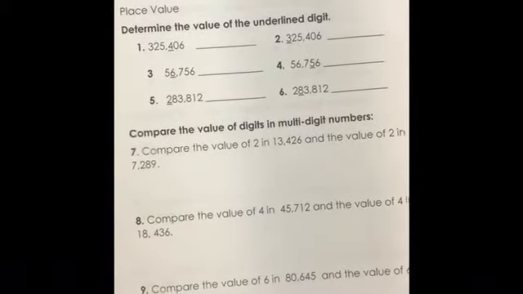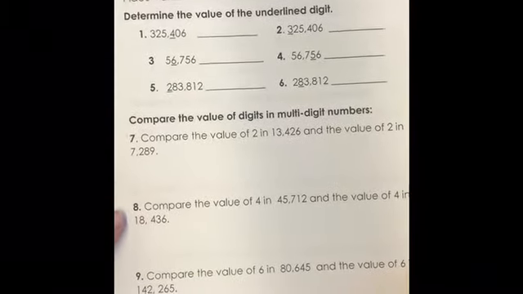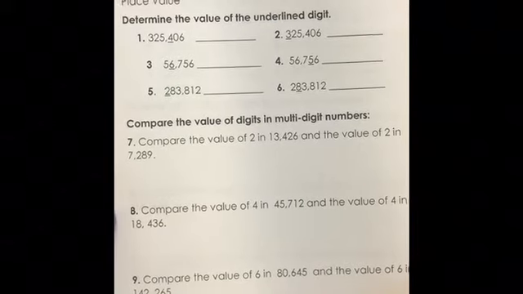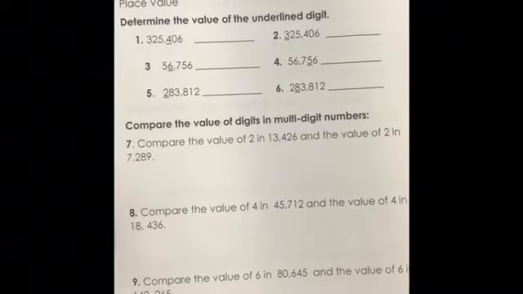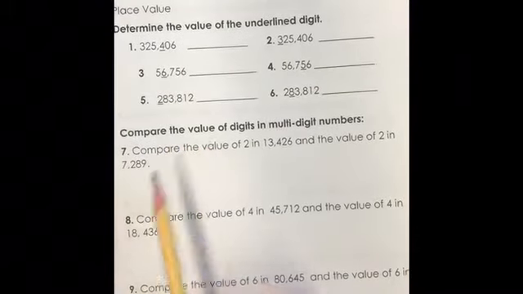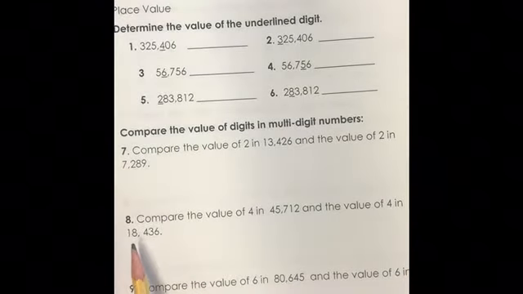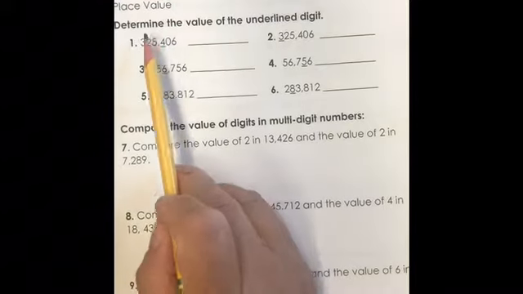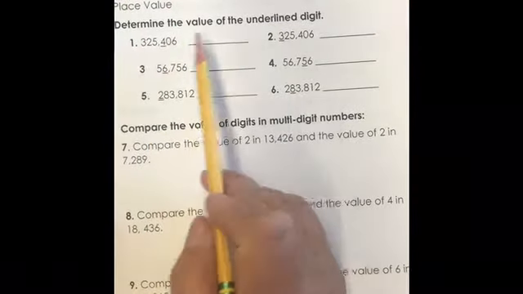Hey everybody, I'm here to practice with you on this practice sheet, which is MBT 1 skills. We're looking to determine the value of an underlying digit and also to compare digits in a multi-digit number. Okay, so the first thing we're going to talk about is right here, determining the value of an underlying digit.